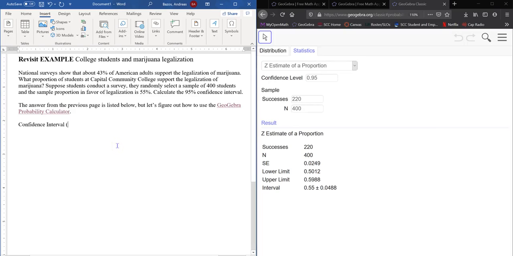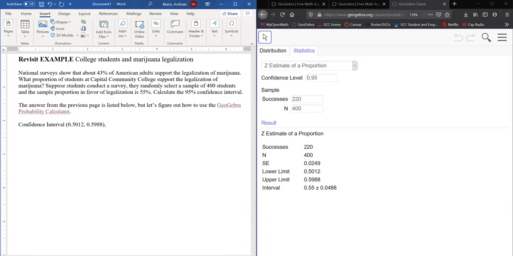We can say, okay, well, our confidence interval has a lower limit of basically 50%, so 0.5012, all the way to, it could include, it doesn't need to include that, but it could include it, and all the way to 0.5988. I'm saying the percent, but this is the decimal there. So that's one way to write it.